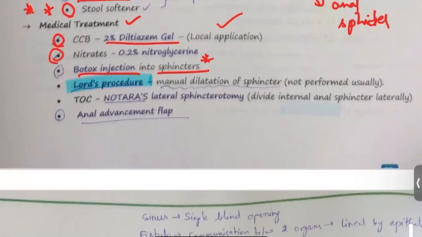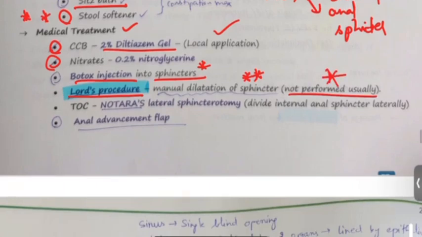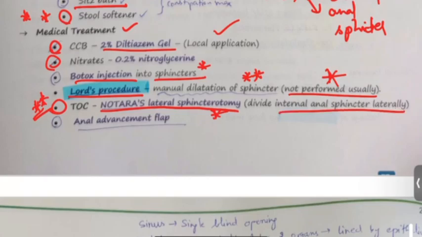Other than that, there is a procedure called Lord's procedure, where we will manually dilate the internal anal sphincter, and this is not performed usually. Then treatment of choice for fissure in ano is Notaras lateral sphincterectomy. That is divide the internal anal sphincter laterally. So now if the internal anal sphincter is like this, one side you divide it so that it will become like this.